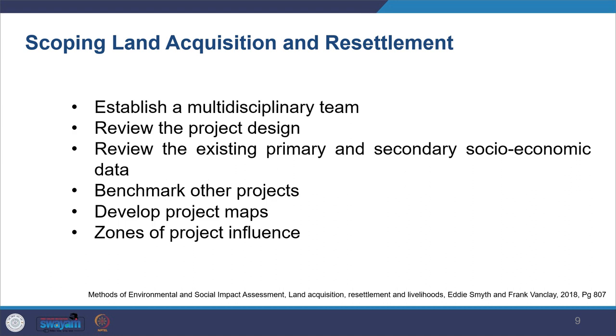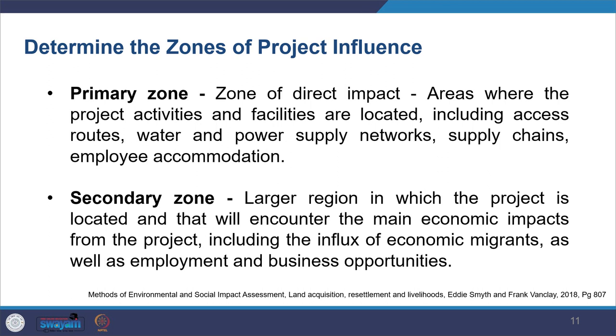So what are these zones of influence? Looking at zones of influence, you see that the literature identifies two key zones of influence, the primary zone of direct impact, and then the secondary zone. The zone of direct impact is wherever your project activity is going to happen. So where for your project the road is coming, the building is being built, where you're drawing the resources from. Those are all zones of direct impact because your activities will be taking place in that particular area. So that would be the primary zone, the zone of direct impact.